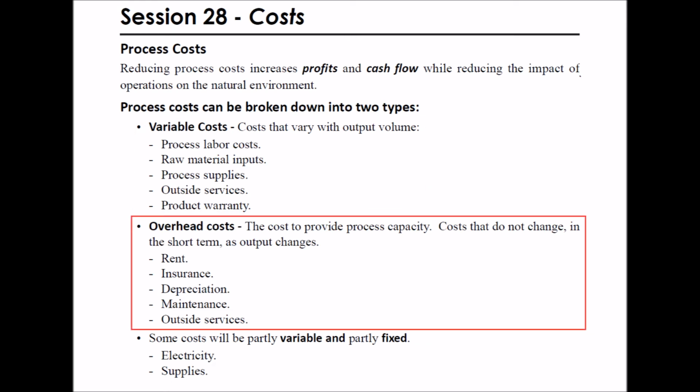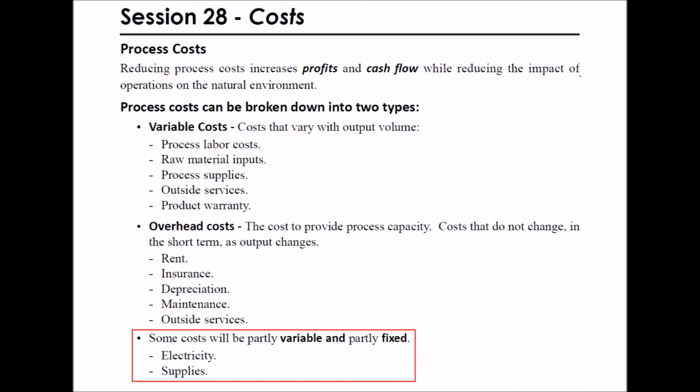Overhead costs are the cost to provide process capacity. These are costs that do not change in the short term as output changes. Building rent, insurance, depreciation, maintenance, janitorial services are some examples of overhead cost.